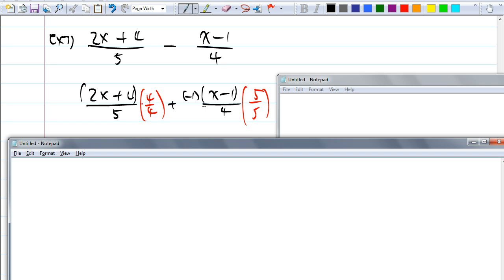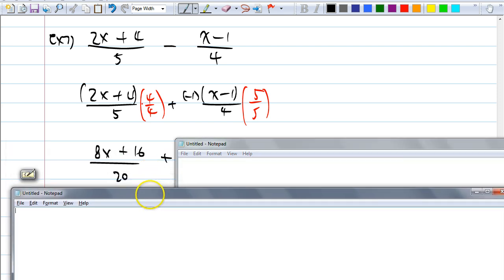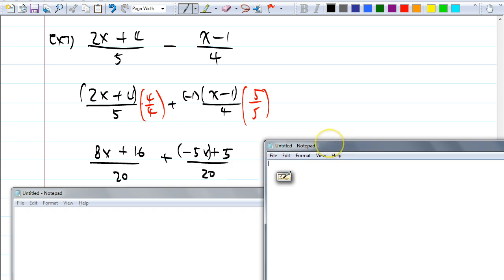Okay, so who can tell me what to write next? Samara? Right. So tell me what does the numerator of the first fraction become when you multiply by 4 over 4? Good. I get 8x plus 16 over 20. Good. Plus negative 5x plus 5 over 20 is correct. Did you all get that? Yeah. Negative 5x plus 5 over 20. Did you all get that?